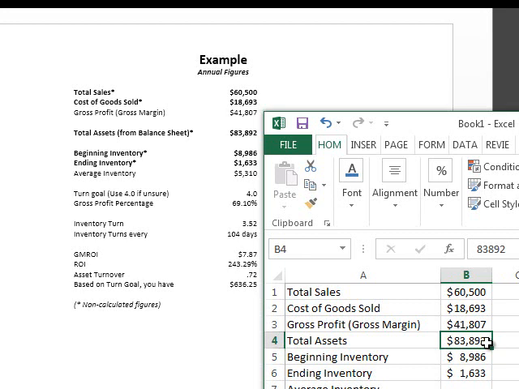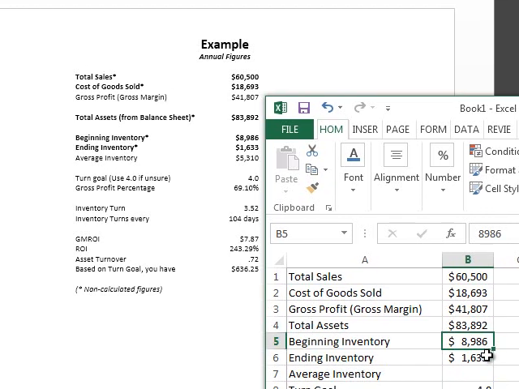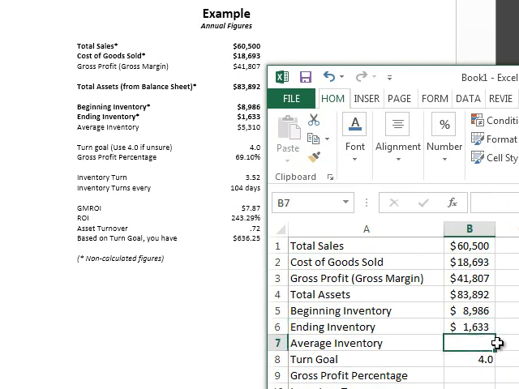Once again, total assets is a pre-entered number, as are beginning and ending inventory, so we're ready to move to average inventory. We have 2 numbers to work with, so we enter equals, parentheses, our beginning plus our ending, closing parentheses, divided by 2. So to figure this, we take our beginning inventory and our ending inventory and divide by 2. If we were doing this by a quarter, we would take 3 months and divide by 3 or something like that, depending upon what your goal is. That gives 5309.5, or in the example we rounded it to 5,310.